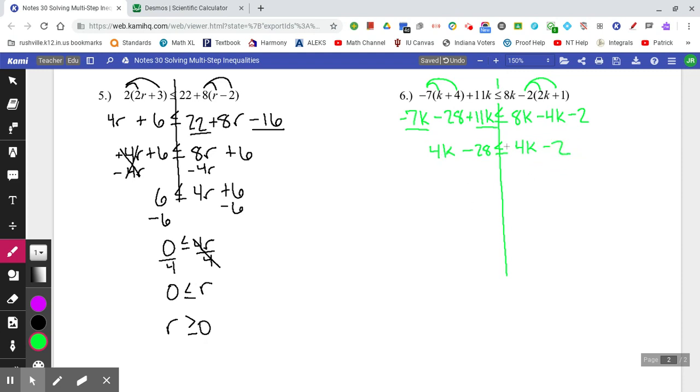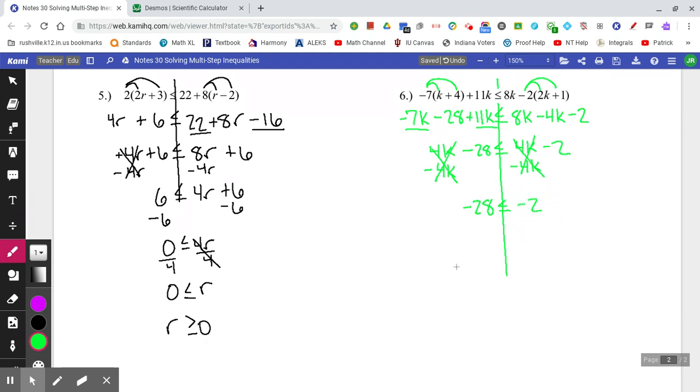So now I need to get my variables on the same side of this inequality. 4 and 4, those are actually the same number, so it doesn't matter which one I move. It never really matters, but it's usually easier to move the smaller value. So I'm going to subtract 4k on both sides. A minus 4k cancels out, leaving me with a negative 28. I haven't multiplied or divided by a negative, so I keep the same inequality as I go. But this time, 4k minus 4k, that also cancels out, leaving me with a negative 2 over here.